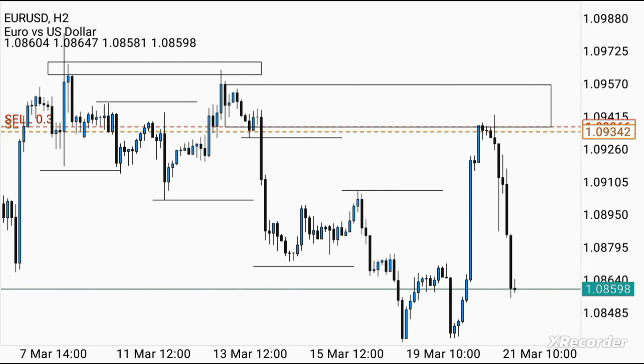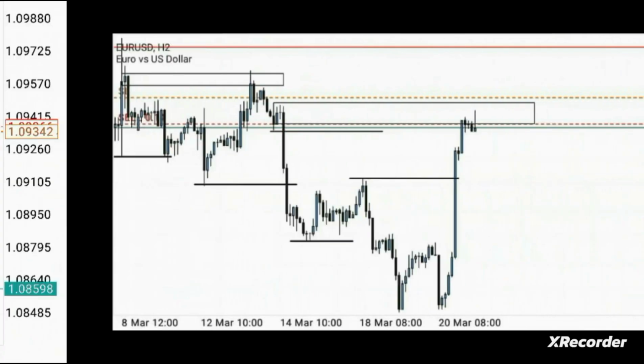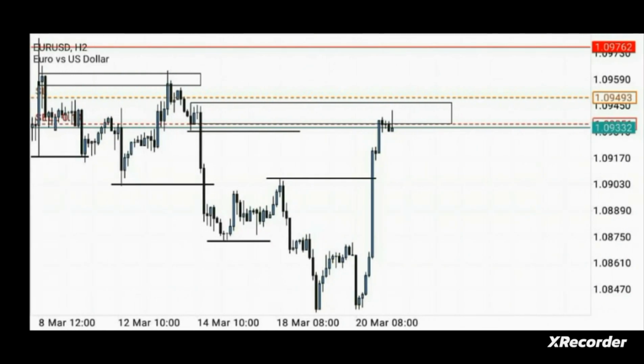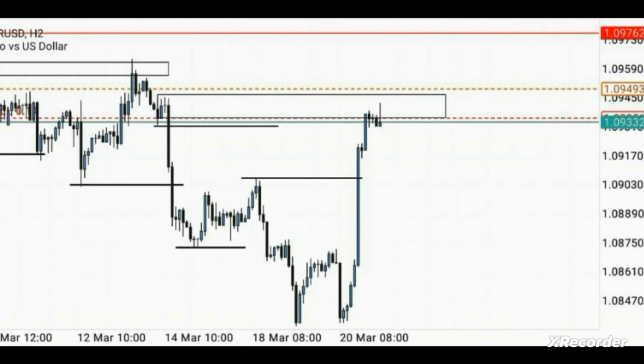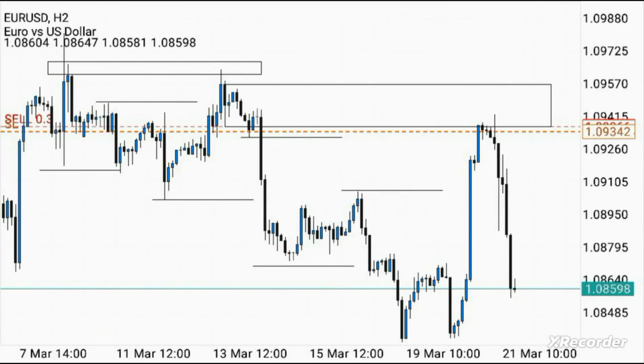So without wasting much of your time, this is Euro USD on 2 hour time frame, and this is how the trade looked like before I placed the trade. You can see everything is still the same, and this is the trade afterward, right?